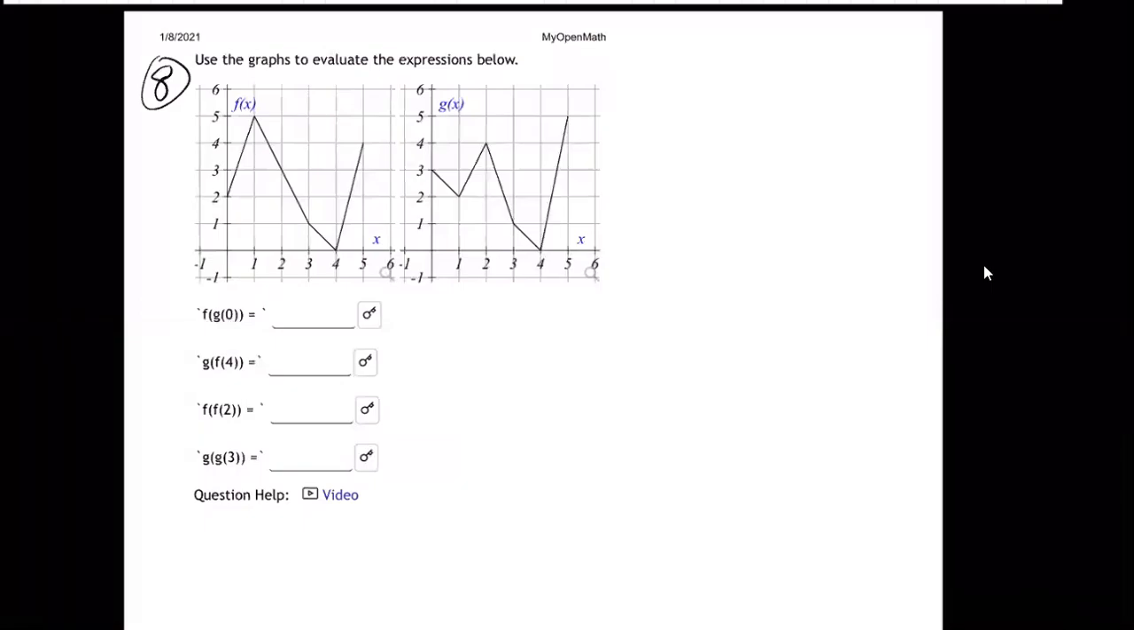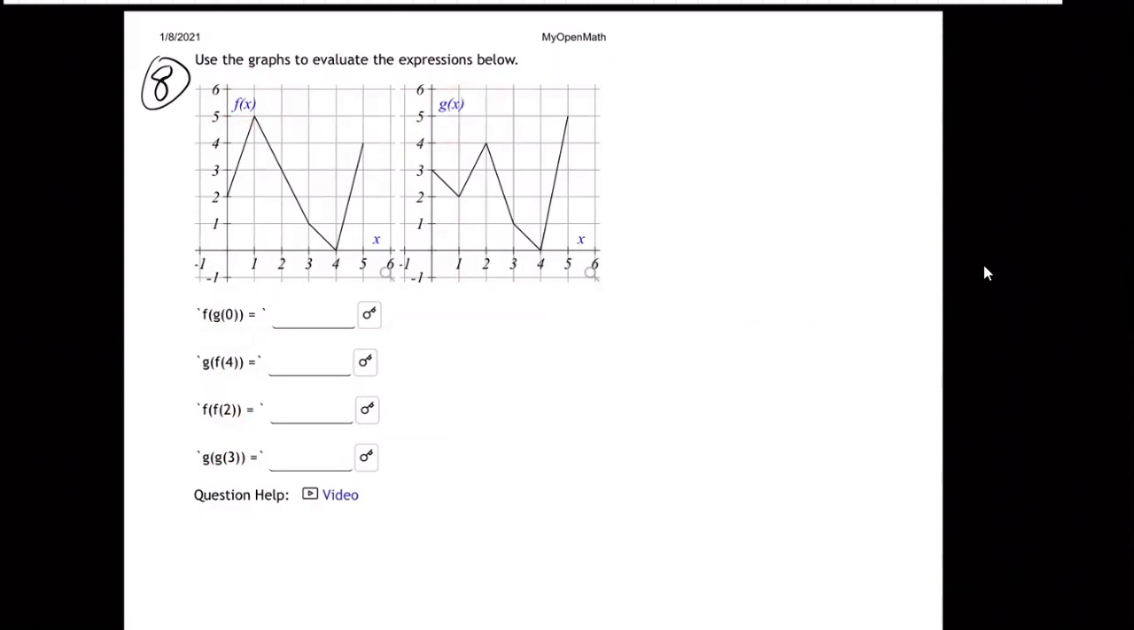Okay, this is a graphical one. And they're giving us two functions. This is f of x, this is g of x. And then they're asking us a bunch of questions, which might seem kind of strange. So this is a graphical interpretation of composition functions.